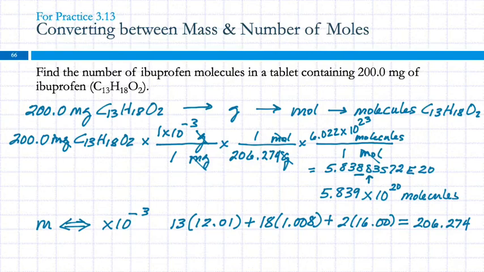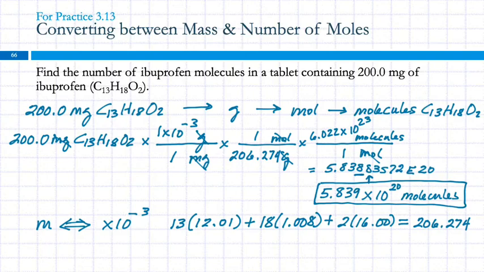Is that a reasonable answer? Yeah, it is. 200 milligrams of ibuprofen is large enough that it can be seen, right? And so if we're talking about the number of individual particles in there, it should be a ginormous number. If you're ever calculating number of molecules or atoms and you get less than 1, you've done the calculation wrong. Because you can't end up with 10 to the minus 21 molecules, right? The smallest you can have is 0 or 1.